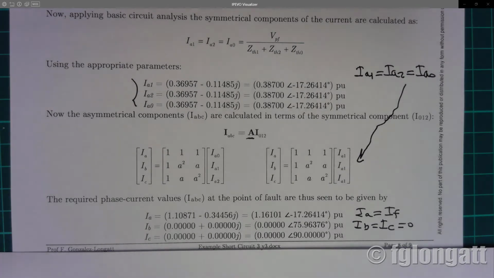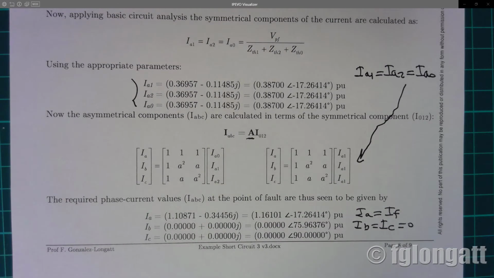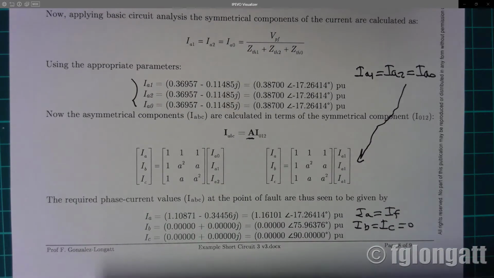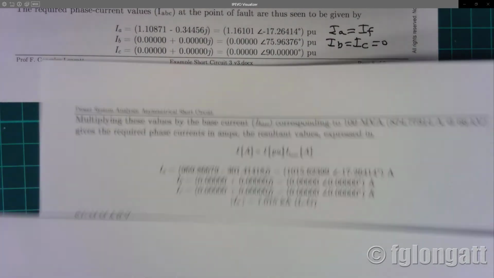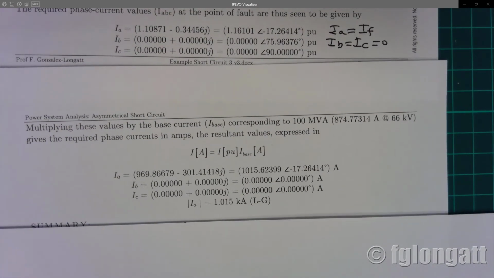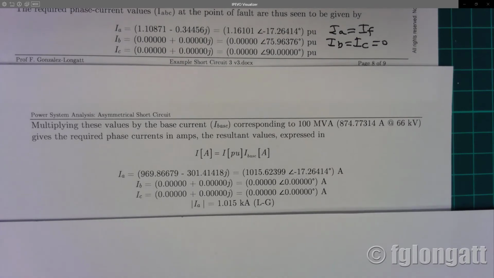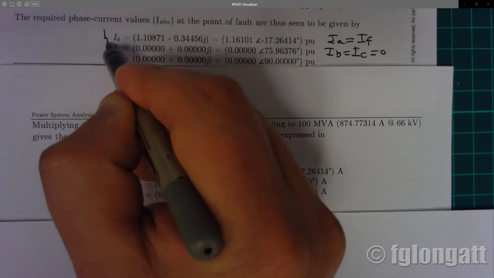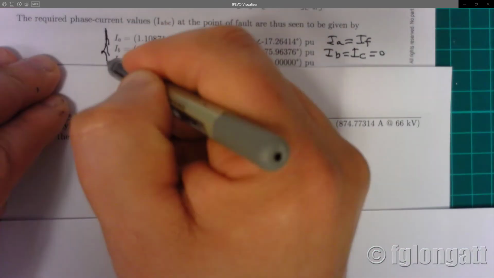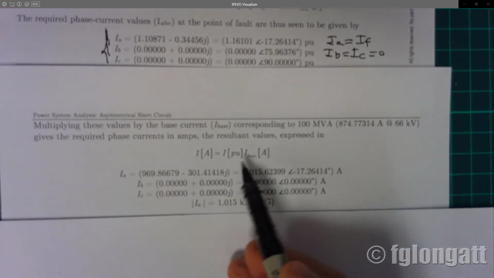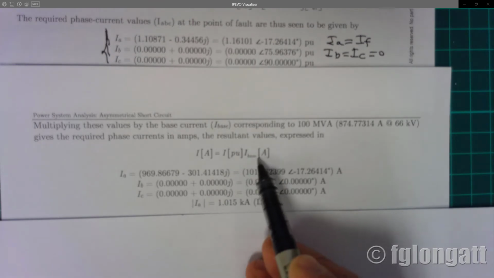And the final step here is calculating the very important amps, okay? That is the final step over here. What I am doing here is basically taking these per unit values and multiplying by the proper current base.